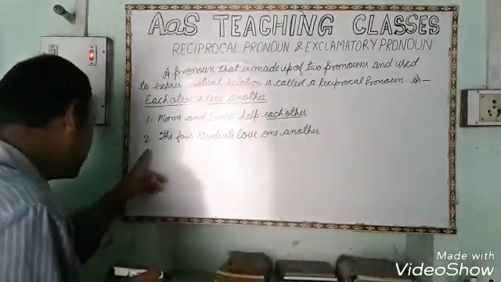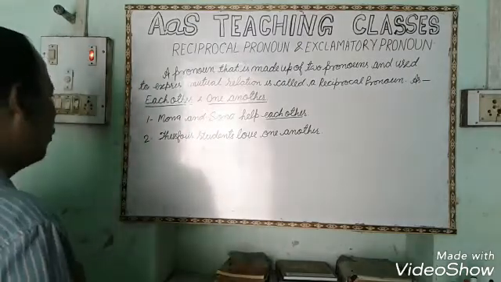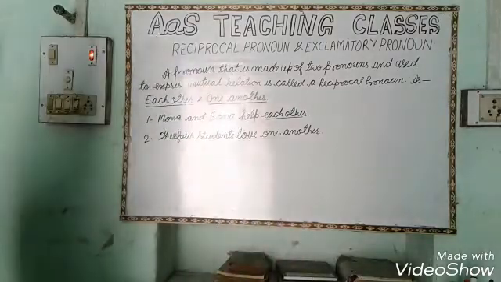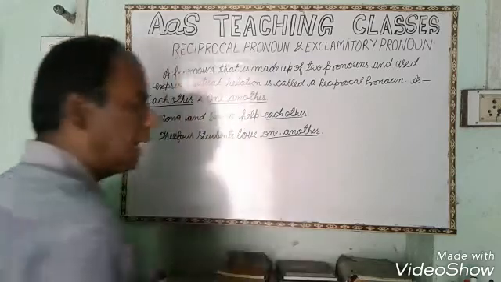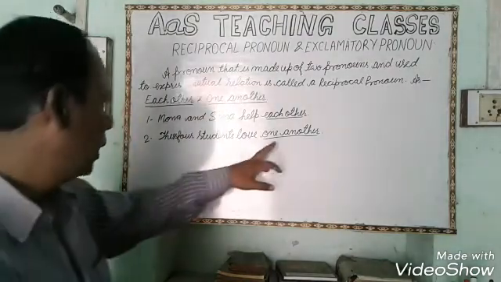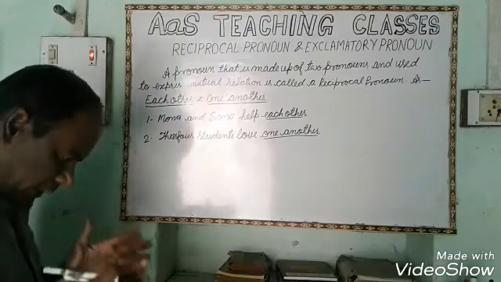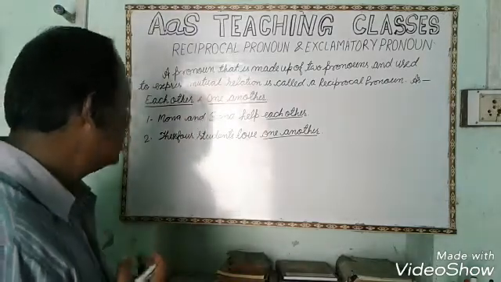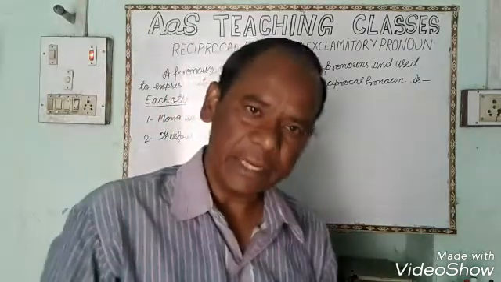On the other hand, in sentence number 2: These 4 students love one another. Here, in sentence number 2, one another has been used as a reciprocal pronoun. According to that, it has been made up of one and another, and it has been used to express mutual relation between 4 students. These 4 students love one another. It's very clear.